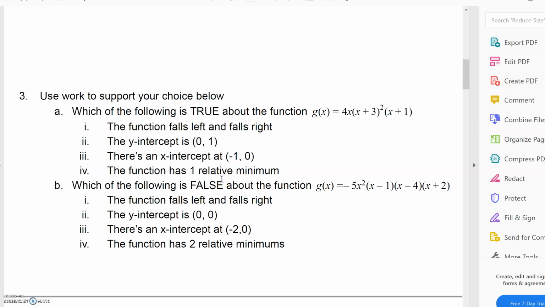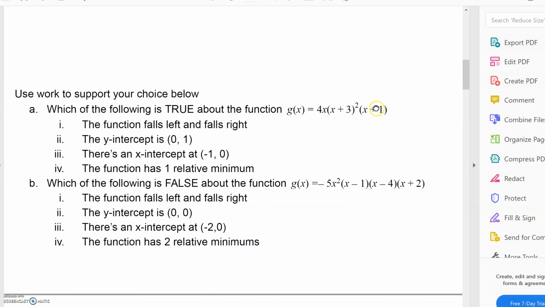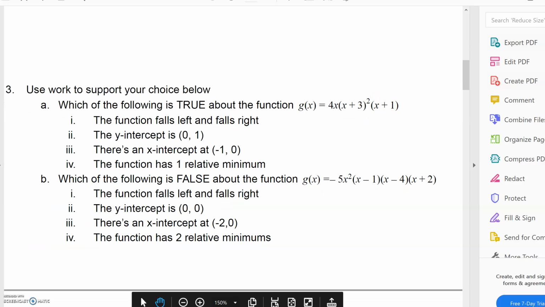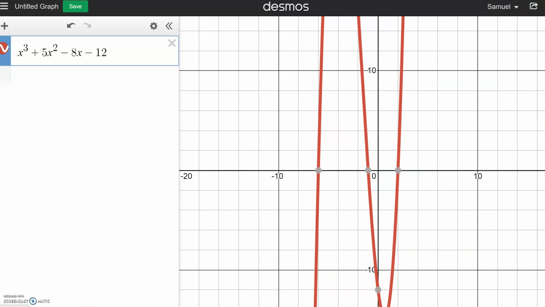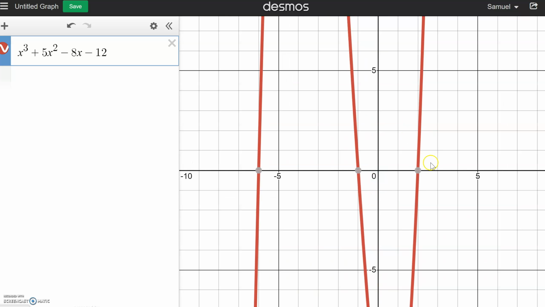Okay, a clue for number 3. Which of the following is true about this function? So if it were me, I would take this function right here, and I would just graph that thing in Desmos and then zoom in or zoom out so you can get a good look at it. And that's pretty much it.